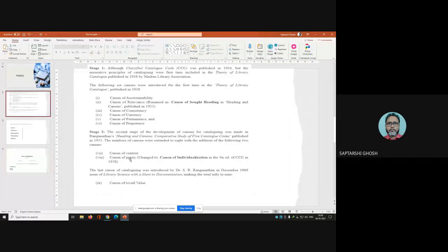And then canon of purity. Canon of purity means canon of individualization. Previously that term was very bad, inconsistent, not current at all, and not having prepotence, and that's why he changed it to canon of individualization. What is individualization? Individualization says that each and every card, each and every entity, every idea must be individualized so that it can be identified very properly.